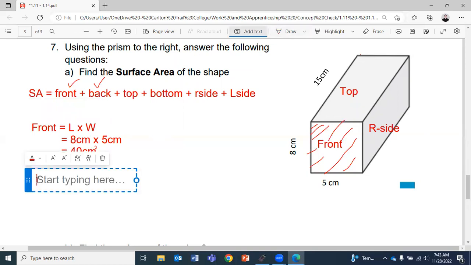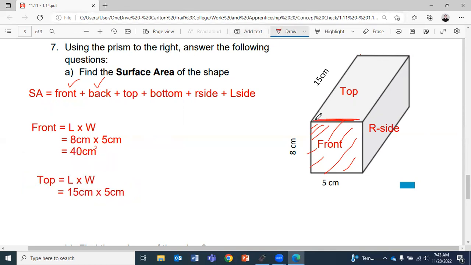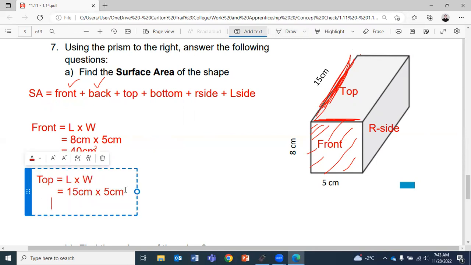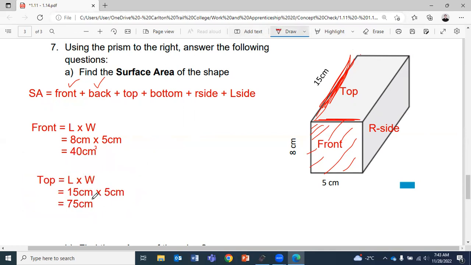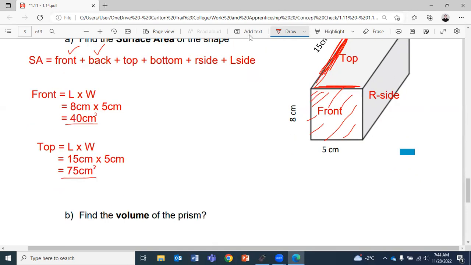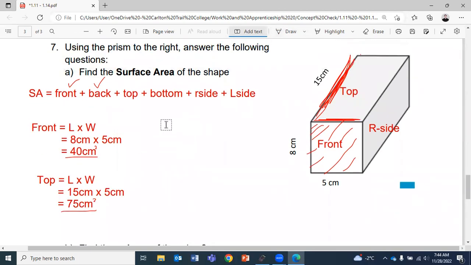So now I'm going to do the top, which is also the bottom. That's a rectangle, right? Length times width equals 15 centimeters times 5 centimeters, right? It's these 2 lines here. So when I multiply that out, 15 centimeters times 5 centimeters, I'm going to get 75 centimeters squared. Okay, again, I'm underlining these. These are important.